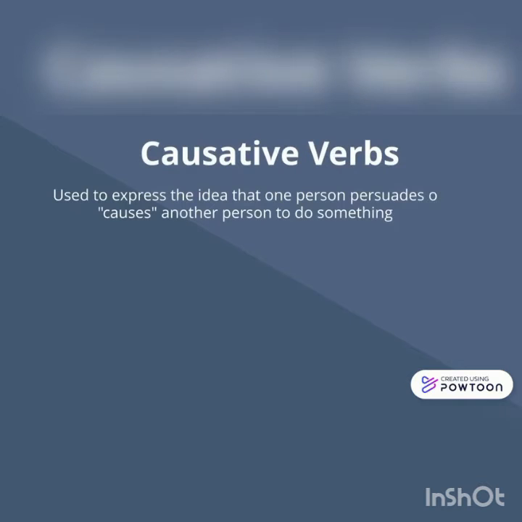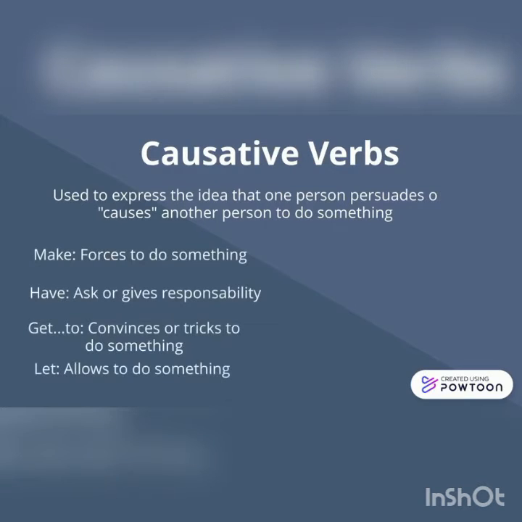For grammar, we have the causative verbs, which are used to express the idea that one person persuades or causes another person to do something. The causative verbs are make, have, get, and let. Make is to force someone to do something, have is to ask or give the responsibility to someone, get is to convince or trick someone to do something, and let is to allow to do something. For the structure, use causative verbs plus an object and the infinitive.